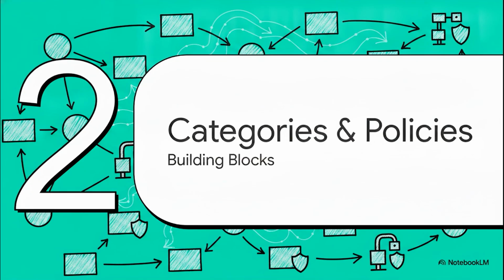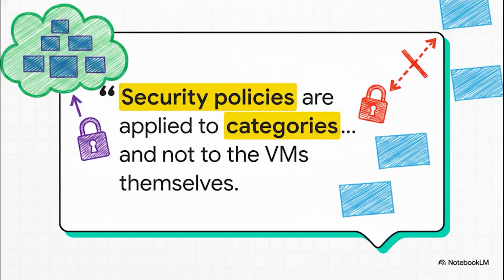Section 2. Flow categories and policies. The building blocks of microsegmentation. All right, now that we understand the why, let's transition to the core mechanics of how Flow actually identifies and targets VMs. If you memorize only one single sentence from this entire explainer, let it be this exact quote. Security policies are applied to categories, a logical grouping of VMs, and not to the VMs themselves.